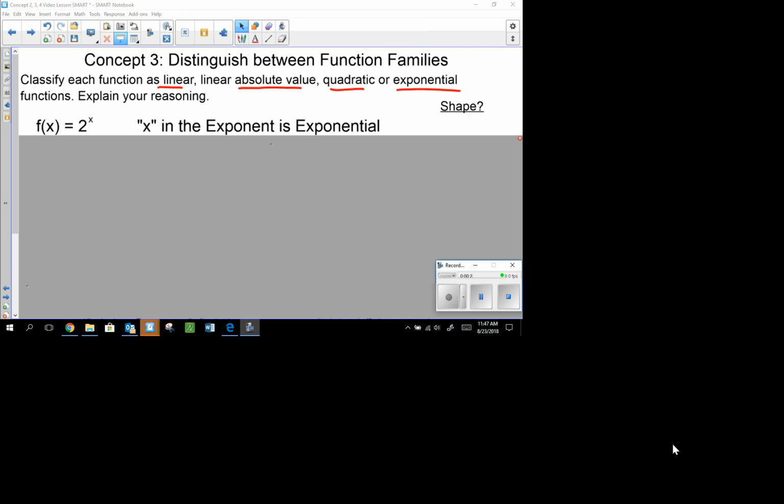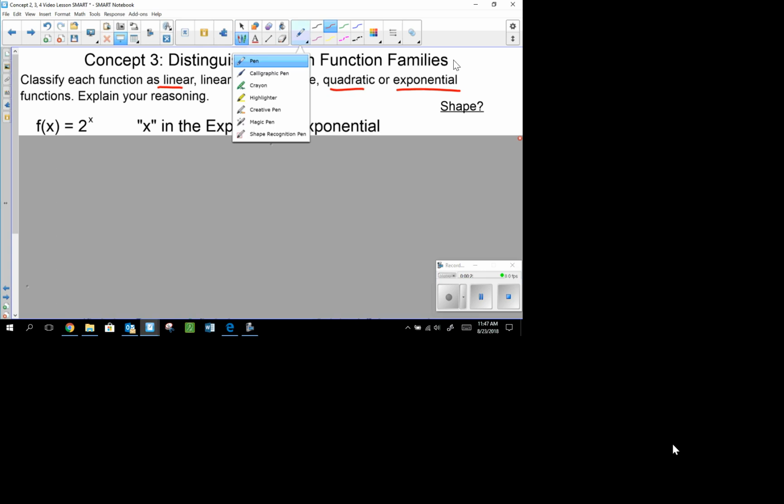The first one, if you notice, it has some identifying characteristics. When we see x in the exponent, that is known as an exponential function. Okay, so x in the exponent is exponential. The shape of that is something you're going to have to learn. It's curved. It doesn't go back up into a U shape. It's either curved up or curved down, kind of like a ramp.